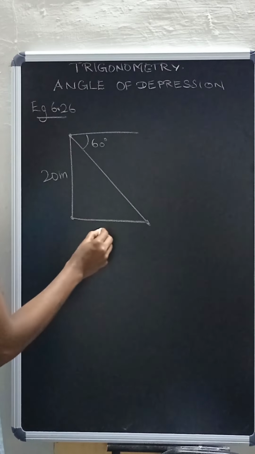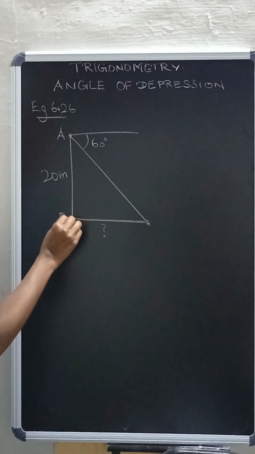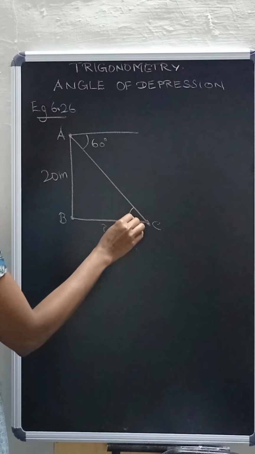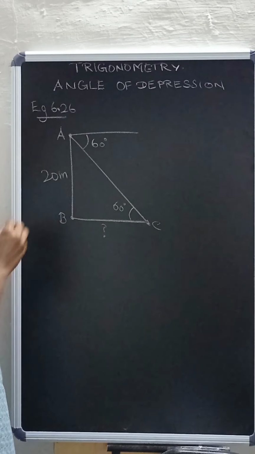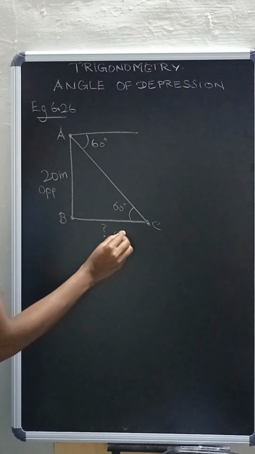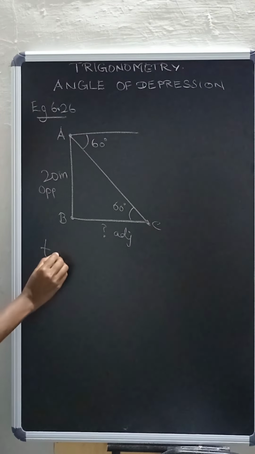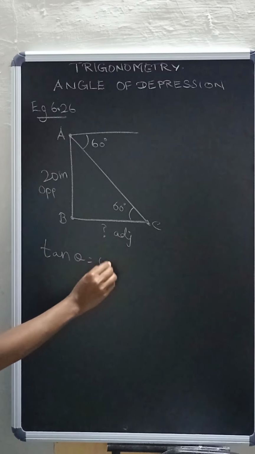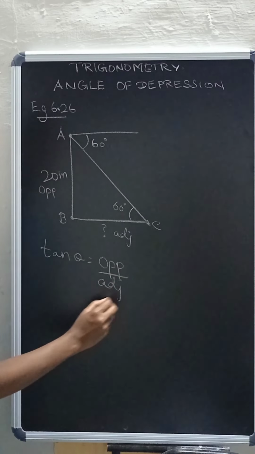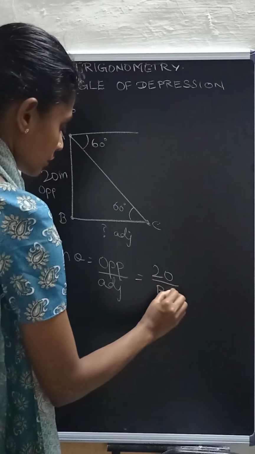Now they are asking you to find this distance. Now we will name it A, B, C and we need to find BC. Since this is 60 degrees, angle C is equal to 60 degrees. So this becomes the opposite and this becomes adjacent. Now you need to find the adjacent value. So what angle will you take? Tan theta. Tan theta is equal to opposite by adjacent, which is equal to 20 by BC.